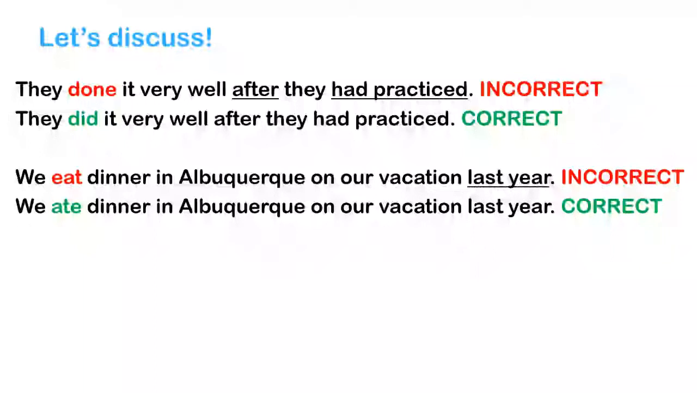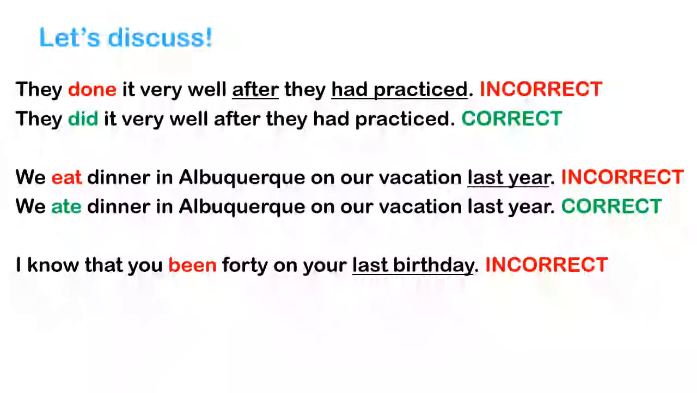I'm not sure if I am pronouncing the name of the place Albuquerque correctly, so please correct me if I'm wrong. So this is the correct one because it is using the correct verb, that is ate, in the past form. Next example. Again, the sentence has mentioned last birthday to indicate when it happened. That is in the past.